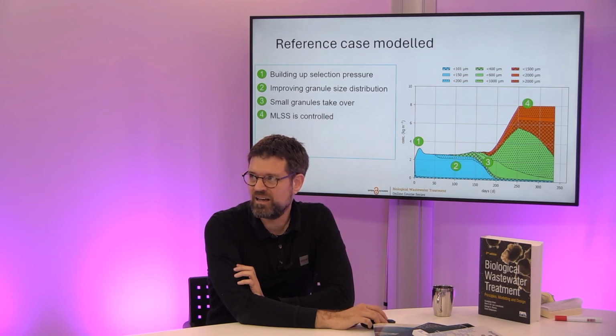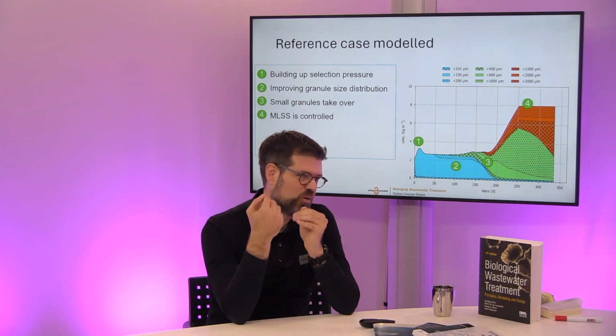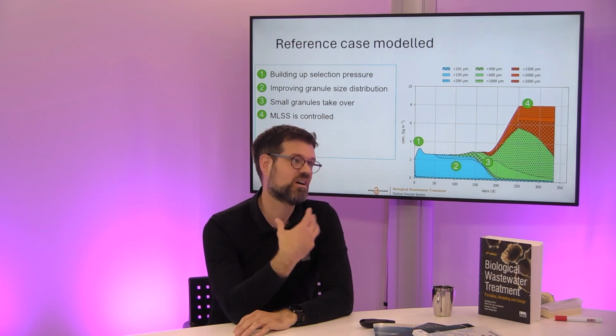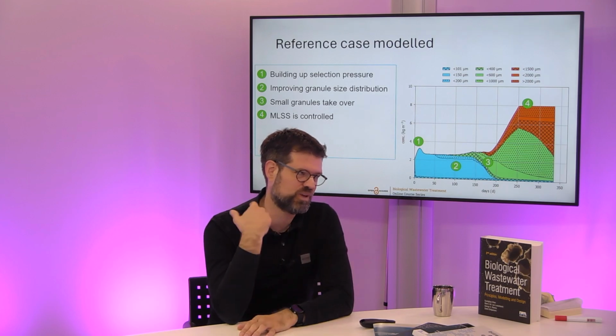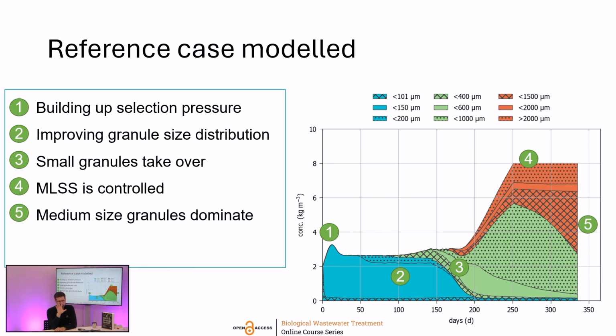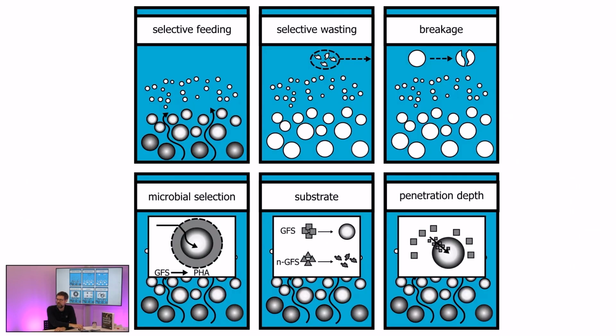And then you just grow and grow and grow until you reach, in this case, 8 grams per liter of total biomass, which was our target in the simulation. And you then start spilling also your granules a bit. And that's basically what you see. So at some point, the medium-sized granules are the dominant factor in the reactor in this case, so granules of 1 or 2 millimeters. That's what takes over. And that's basically the whole process.